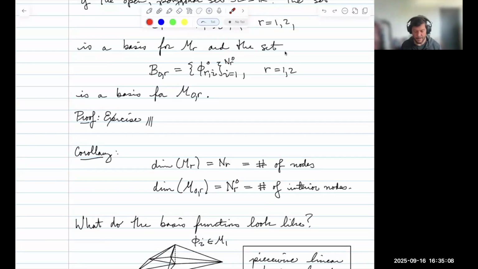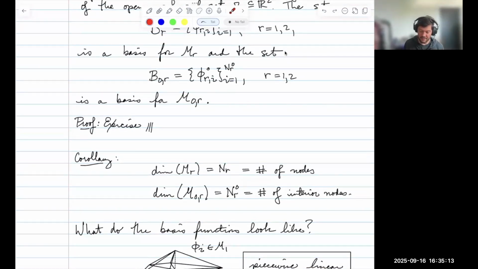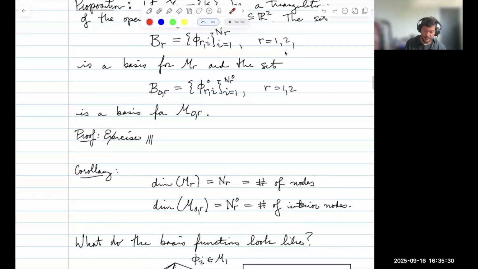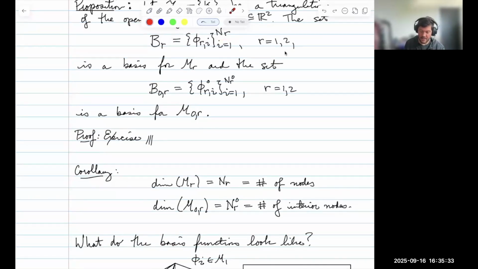that's kind of obvious." All right, and as a simple corollary of this, we now know what the dimensions of these two spaces must be. The dimension is exactly equal to the number of elements in the basis. So there are nr elements in the mr basis, and so that must be the dimension of that space. And there are nr0 elements in the second basis, so that must be the dimension of the space M0R.